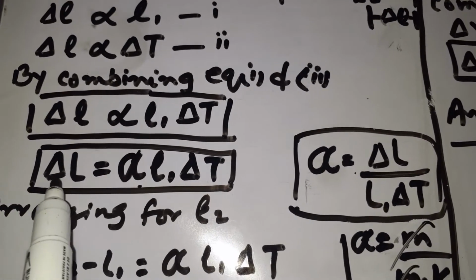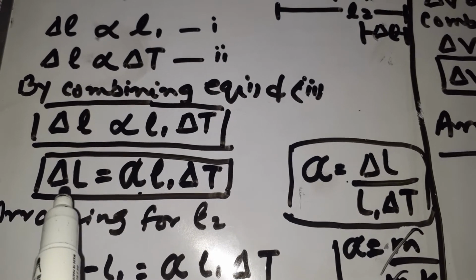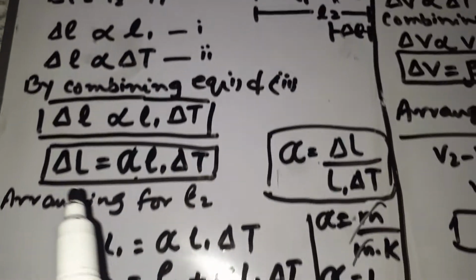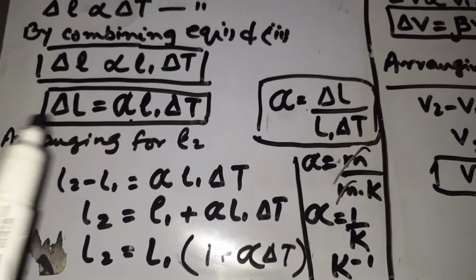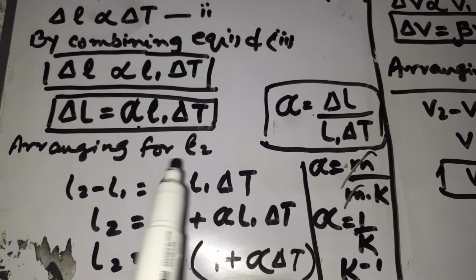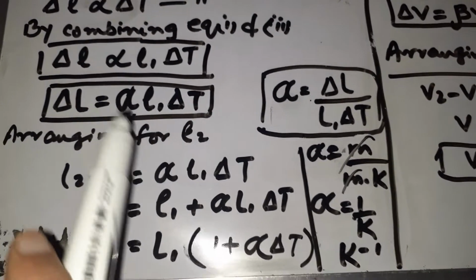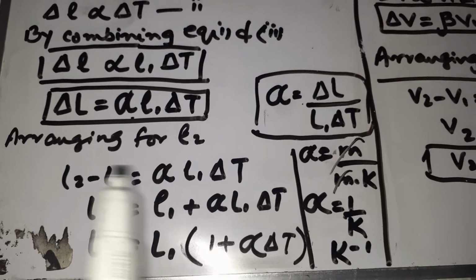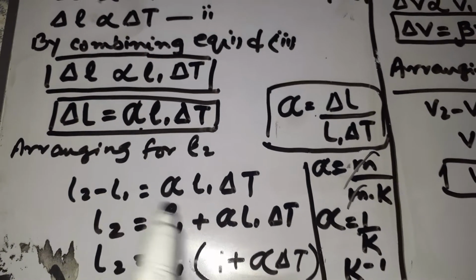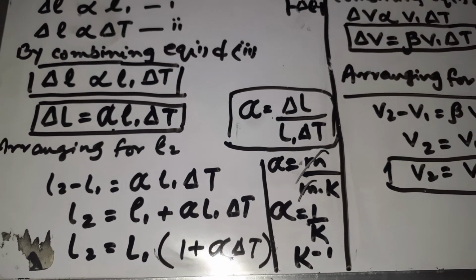But if you need to change delta L into L2 minus L1, because delta L is L2 minus L1, तो अगर आपको L2 कहीं फाइंड आउट करना पड़े तो उसके लिए भी फॉर्मूला हमने यहीं अरेंज कर लिया है. खुद भी कर सकते हैं आप. Arranging for L2, delta L की जगह हम L2 minus L1 लिख सकते हैं: L2 minus L1 is equal to alpha L1 delta T. If you want to find L2, we keep L2 here and send minus L1 to the other side, so the formula will become L2 is equal to L1 plus alpha L1 delta T.